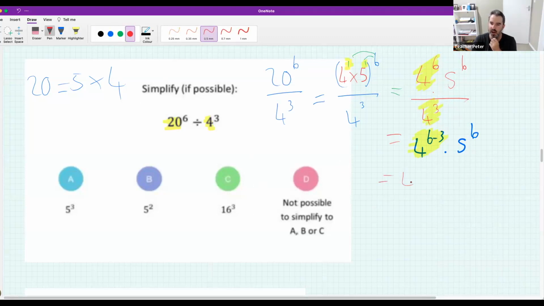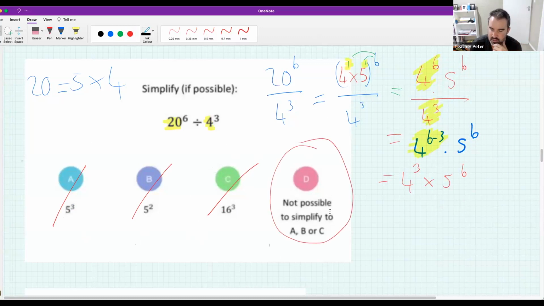So what I see now is we have 4 to the 3, and instead of using a dot, I'm just going to say 5 to the 6. Now, this is definitely not C, it's definitely not B, and it's definitely not A. So what's the only possibility that's left for this question? This is a toughie. This was a real toughie. So it has to be D.